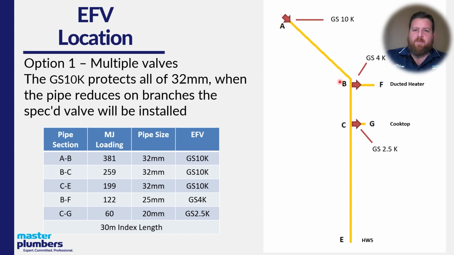Where we come into the next one would be B to F. Because we reduced down in size there to 25 mil, and we've sized that for the 4 cubic metre valve, as soon as we tee off on the branch there, we'd have to go down to that 4 cubic metre an hour valve. And then we move on to C to G, and we're down to the 20 mil line, and we've got that little baby 2.5 going in there to protect that line at the branch as well.